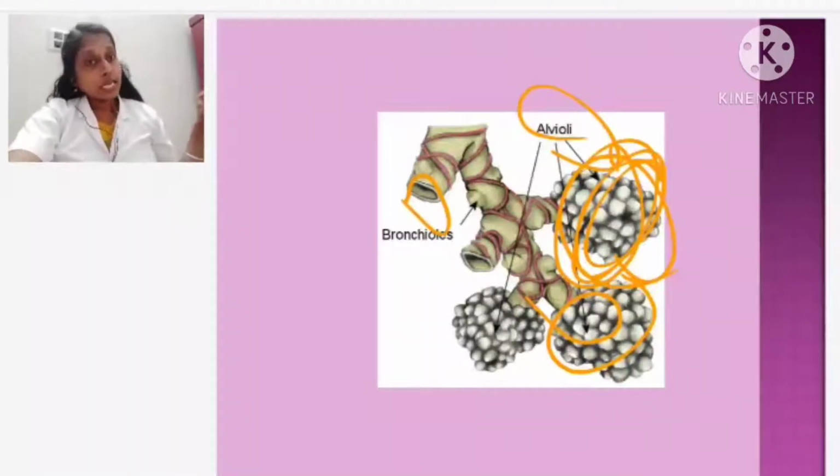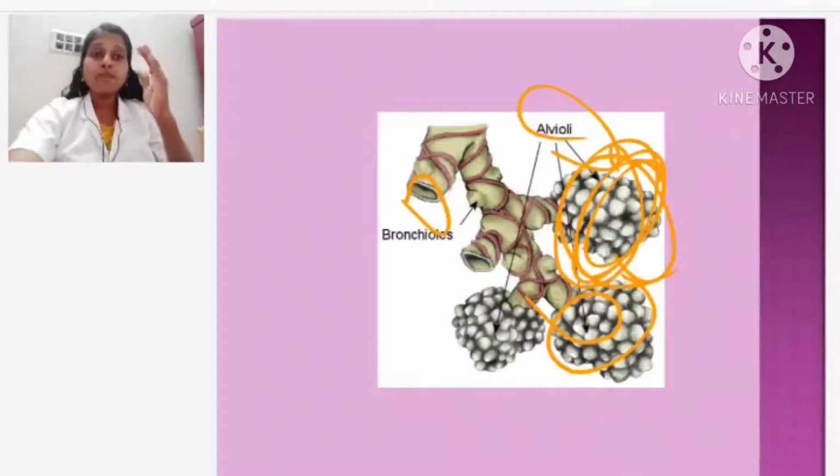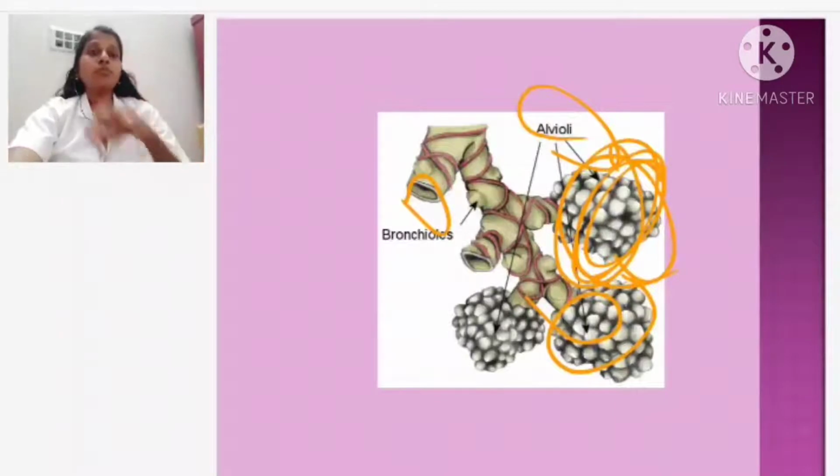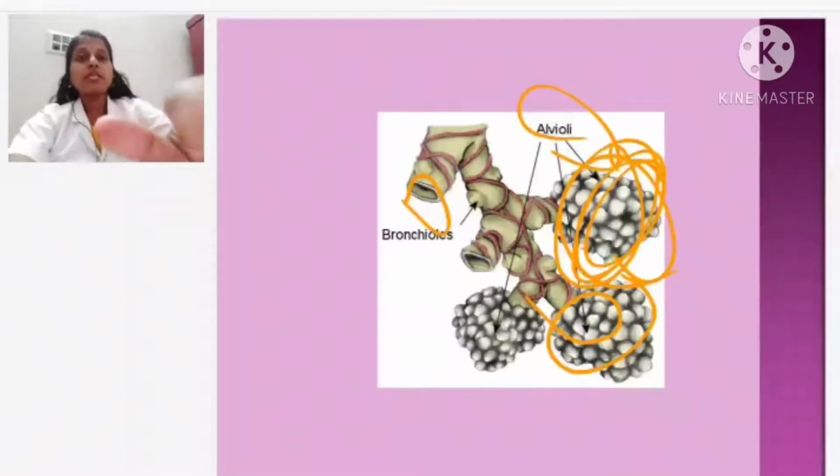Carbon dioxide is released, and this carbon dioxide is coming to what? It is coming to the heart. From there it is moving into the lungs again. From the lungs the carbon dioxide is going out, and oxygen is coming in. Like this the whole process is taking place. So circulation and respiration are interrelated, isn't it? So, steps in respiration, I think it's fine.